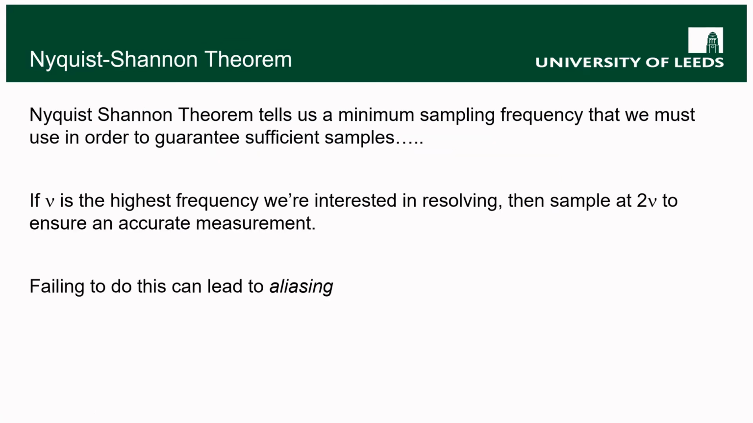So the question comes then, what's the minimum rate at which we need to sample our signal in order to guarantee that we're going to get enough measurements to be able to reconstruct the signal? And this is given by the Nyquist-Shannon theorem. It says that if we have some frequency, which is the highest frequency we're interested in looking at, then we need to sample at 2 times that frequency in order to ensure an accurate measurement. And if we don't do that, then we can end up with an effect called aliasing.